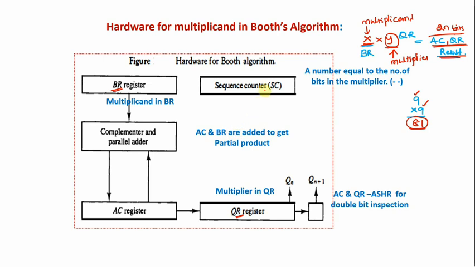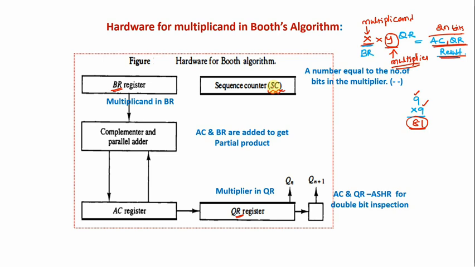And here multiplying with the multiplier is required, and every time it has to check the string of zeros and string of ones, whether 0 1 or 1 0, and the process of addition and shift, subtraction and shift, or only shift has to be repeated. This operation is repeated n times, where n is the number of bits in the multiplier. That number of bits in the multiplier is stored in the sequence counter. The sequence counter is called SC.